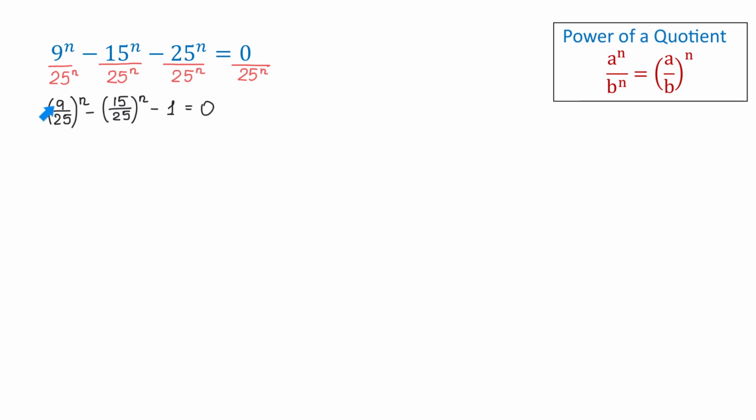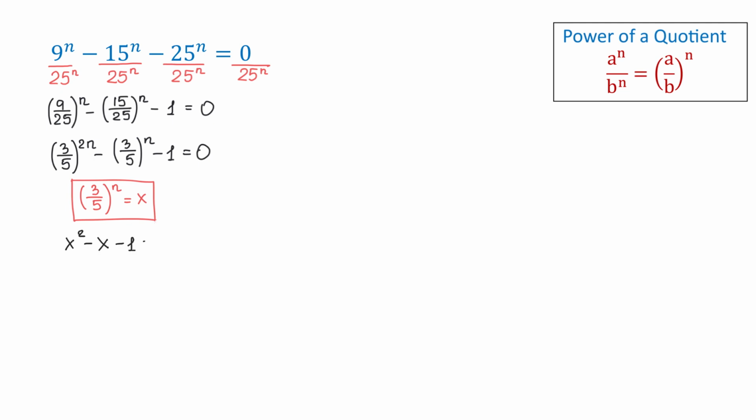And now, because 9 is 3 squared and 25 is 5 squared, we will rewrite this fraction as 3 over 5 to the power of 2n. So we will have 3 over 5 all to the power of 2n minus, and now if we reduce 15 over 25, we will have 3 over 5 to the nth power minus 1 equals 0. And now notice that both these terms have the same base. So if we use a substitution, we can convert this equation into a quadratic equation. Let the expression 3 over 5 to the nth power be equal to a number x. Then if we do this substitution, we will get x squared minus x minus 1 equals 0.